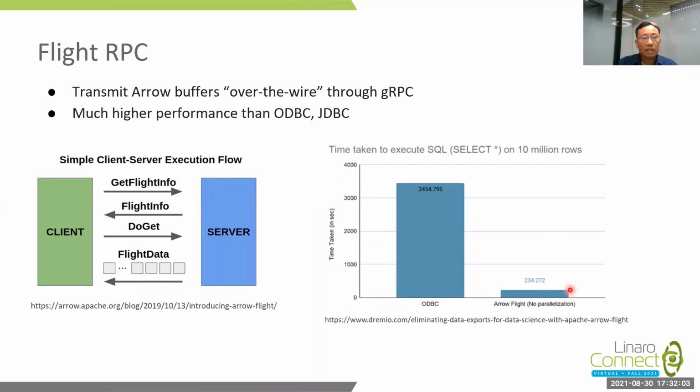Okay, now FlightRPC. FlightRPC is used to transmit Arrow buffers over the wire. For transport layers, currently they support gRPC. So it makes Arrow suitable for building distributed computation platforms, not only running on a single host. FlightRPC has much higher performance than ODBC and JDBC.